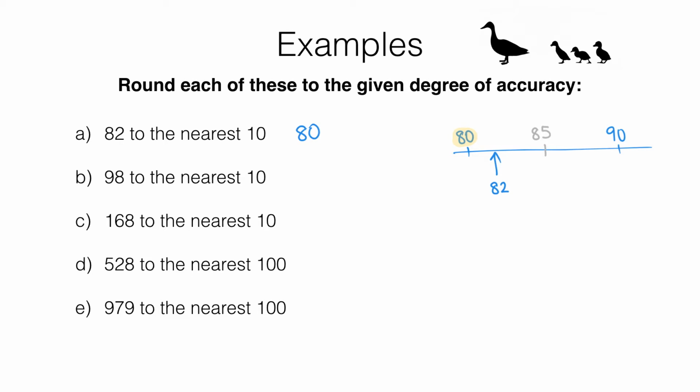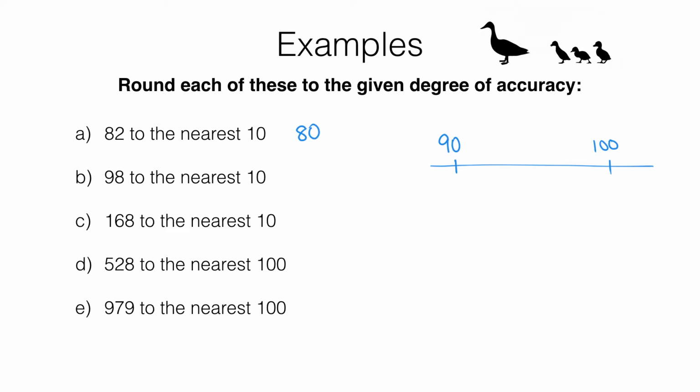Let's have a look at question B. This time we want to round 98 to the nearest 10. Now again, rounding to the nearest 10 means looking for the number in the 10 times table that's closest to 98. So the number in the 10 times table that's just below 98 is 90, and the number that's just above 98 in the 10 times table is 100. So I can mark these on a number line as follows.